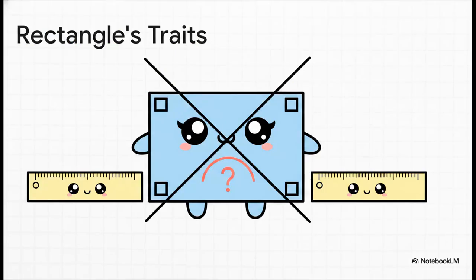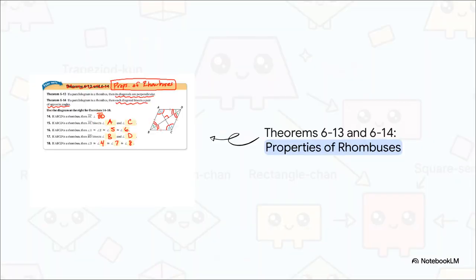So, summarizing the rectangle's unique traits, all four interior angles are exactly 90 degrees, and because of those perfectly square corners, the diagonals stretching across the shape are completely congruent, meaning they are exactly the same length. Think of it like a perfectly balanced internal frame. Now here's the catch. While those diagonals are equal and they do bisect each other, they absolutely do not cross at 90-degree angles.